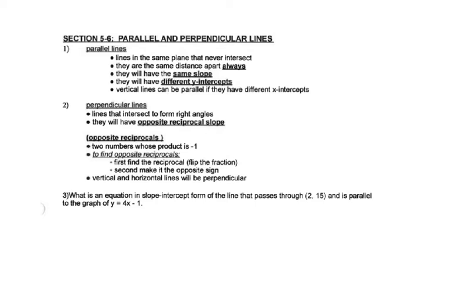So what are parallel lines? Parallel lines are lines that are in the same plane that never intersect. So I guess the first question is what do we mean by plane? I'm not going to give you the formal definition, but think of a plane as a sheet of paper. It's a two-dimensional figure. And so if they're on the same plane, it's like you're writing on a sheet of paper, they never intersect.